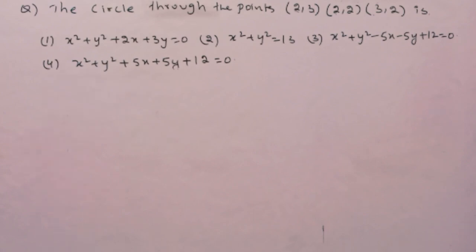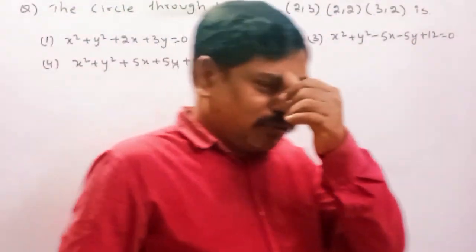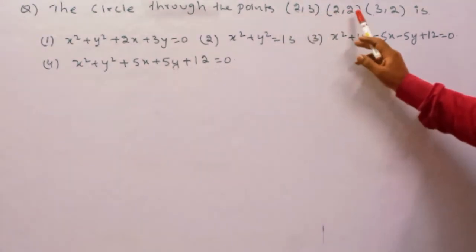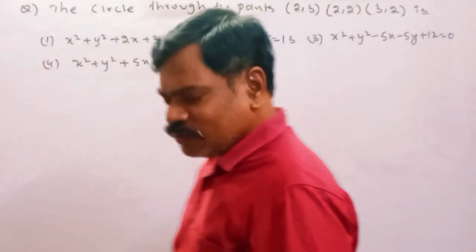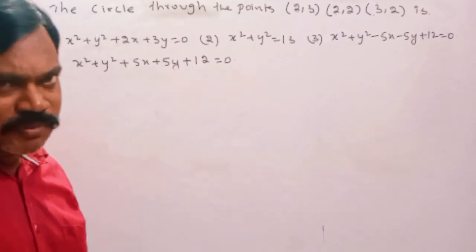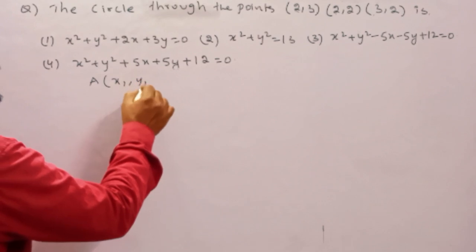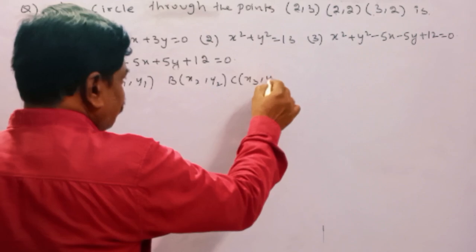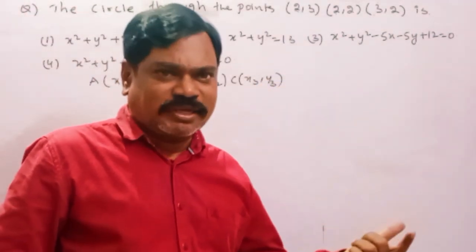We have one more problem from circles. The circle through the points (2, 3), (2, 2), (3, 2) is: these points are given on the circle, and the equations are given as options. So we have to write the circle equation passing through the points A (x1, y1), B (x2, y2) and C (x3, y3). If these 3 points are on the circle, then what is the circle equation?